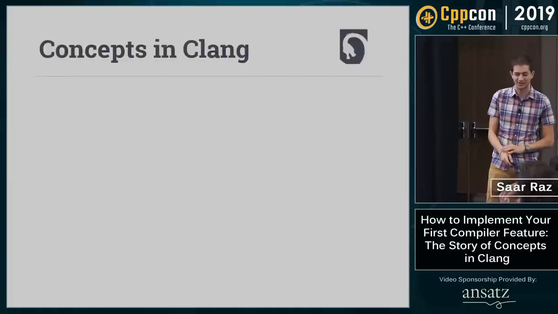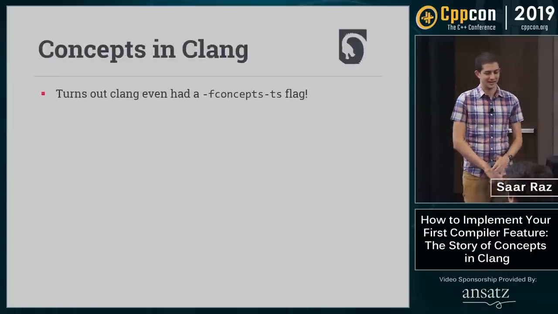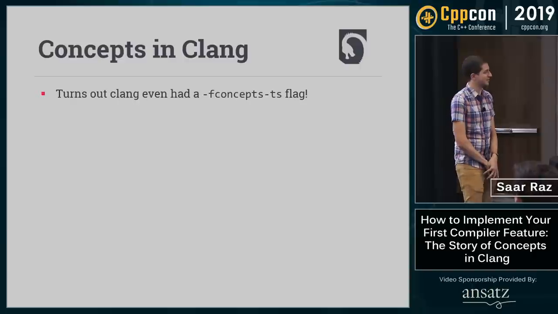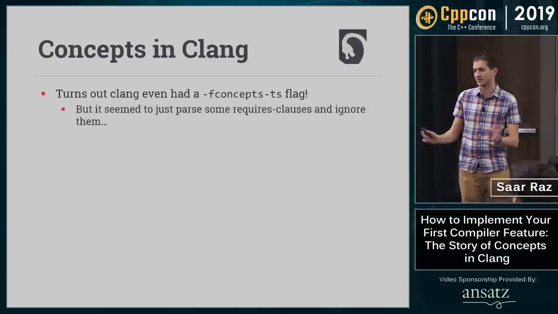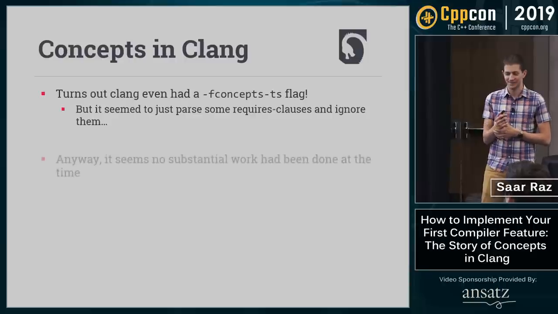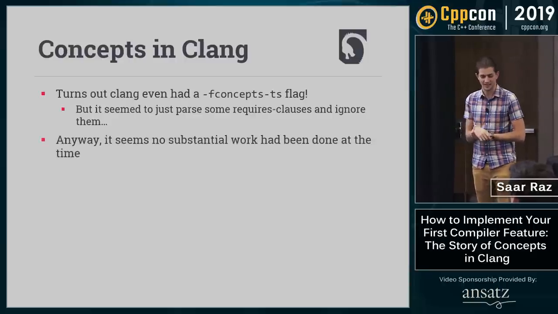So I downloaded Clang Trunk and built it. Turns out Clang even had an fconcepts-ts flag that you can pass in to enable concept support. It's pretty cool, but it seemed to just parse requires clauses and ignore them. Anyway, it seems like no substantial work had been done at that point.